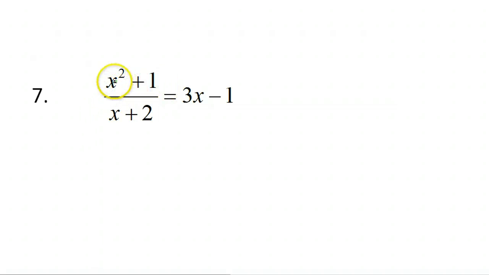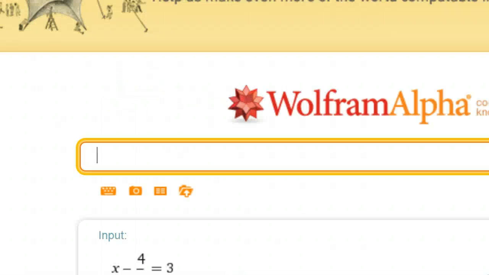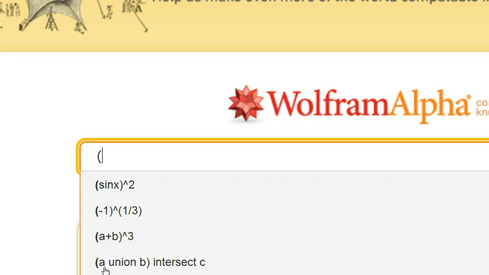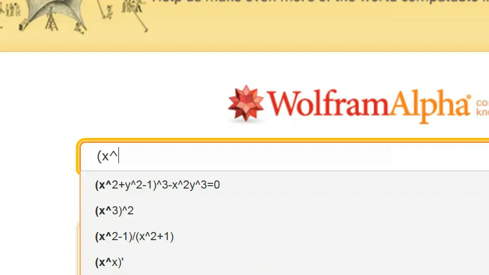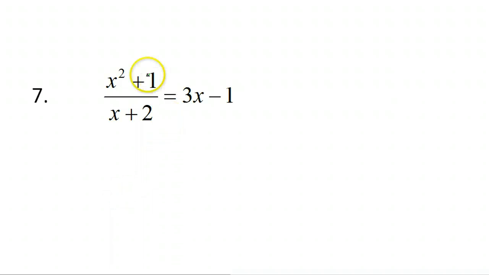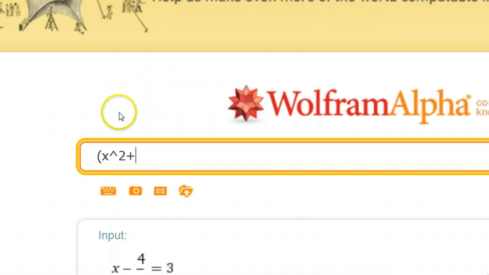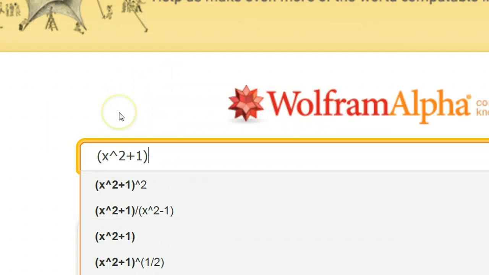Okay, I wanted to show you this. x squared plus 1. How do we type that in? First of all, we need parentheses because it's like a binomial. Now, to do x squared, I need x, but to do a power, I'm going to have to use the caret key. So this is x squared like this. x squared plus 1, so plus 1, close the parentheses.